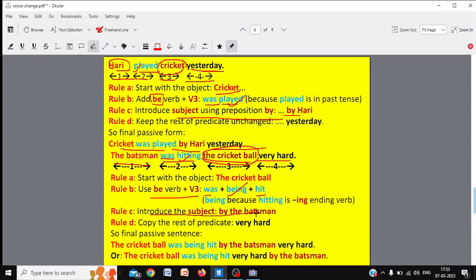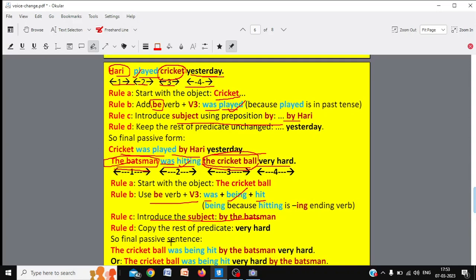Introduce the subject by the batsman. By, the preposition, followed by the batsman, the subject. And copy the rest of the sentence, very hard. So we get: the cricket ball was being hit by the batsman very hard. Or you can also write: the cricket ball was being hit very hard by the batsman.